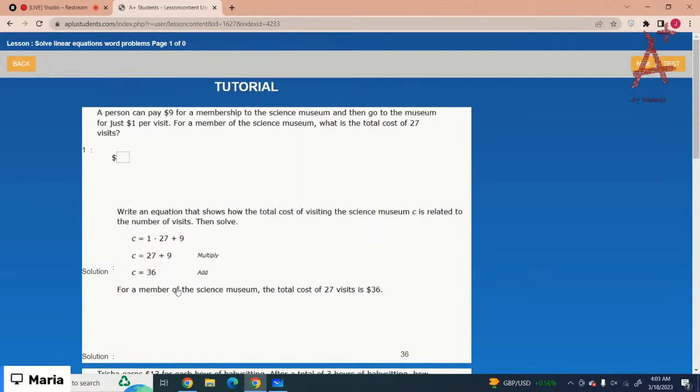Got it? So we have to write down the equation first and then we have to solve. Let's write down the equation that shows how the total cost of visiting the science museum C is related to the number of visits. So it would be C equals 1 times 27, since one visit costs $1, plus 9 because he paid for the membership. So the total cost for 27 visits would be $36. Got it?